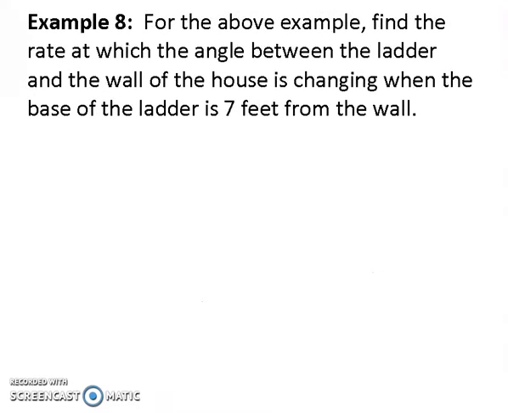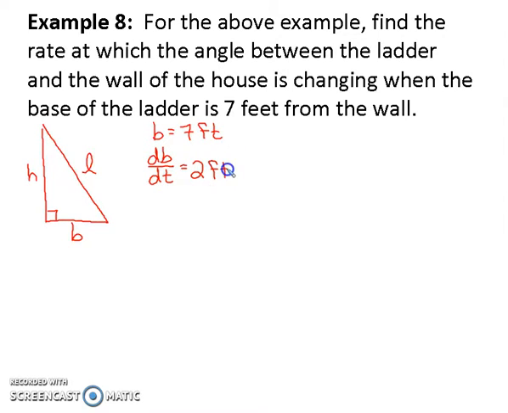Now, I want to continue to look at the ladder on the side of the house, but this time we want to find the rate at which the angle between the ladder and the wall of the house is changing when the base goes back to being 7 feet. So B is 7 feet. The rate of change of B is still 2 feet per second, and L is still 25.